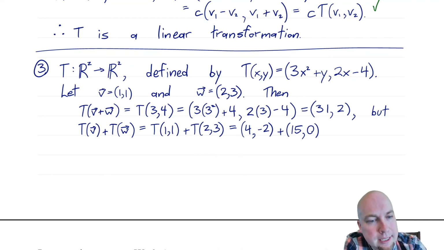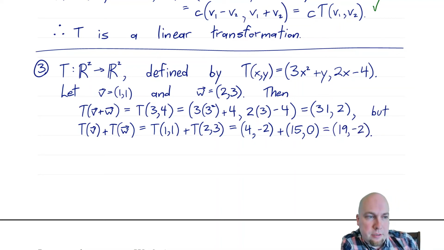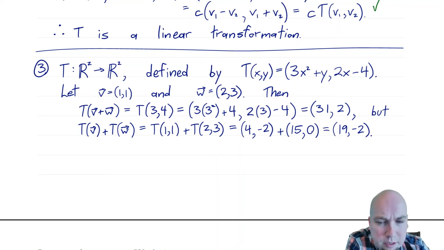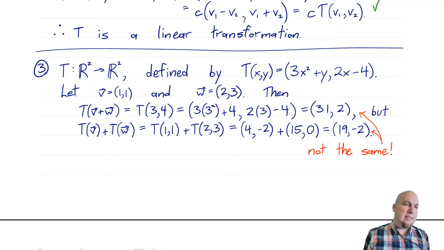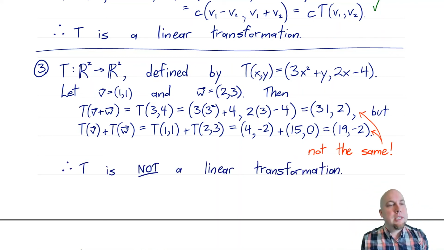And then T of (2, 3): that's 3 times 2 squared, so 3 times 4, that's 12, plus 3, since y is 3, so that's 15 in the first entry. And then 2 times 2 is 4, minus 4 is 0 in the second entry. Then I add those up, and I get (19, -2) as my answer here. I look at these two vectors and ask myself, are those the same? No, they're not the same. Because they're not the same, I know property A of linear transformations is violated.